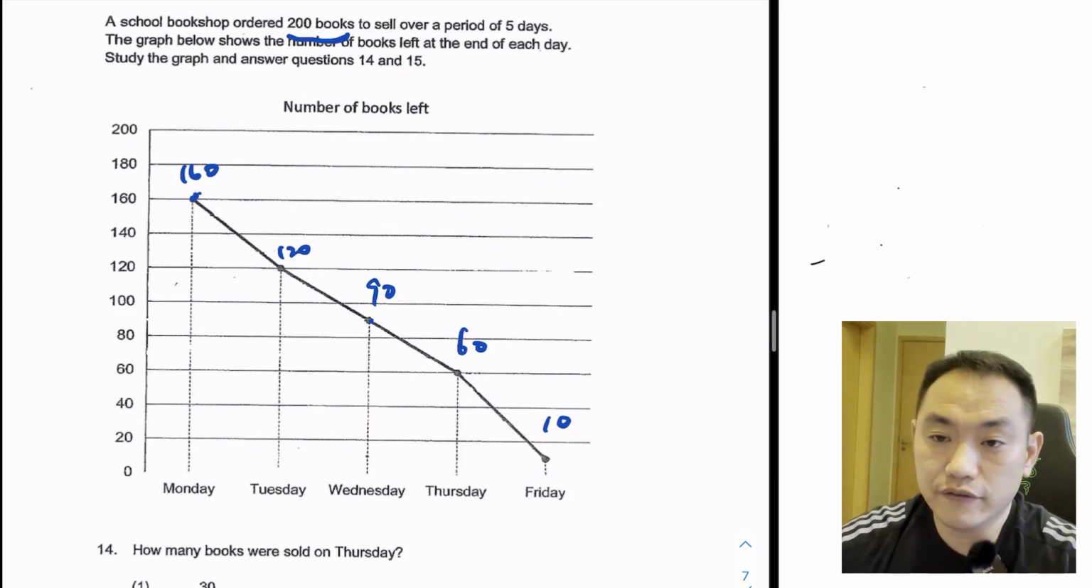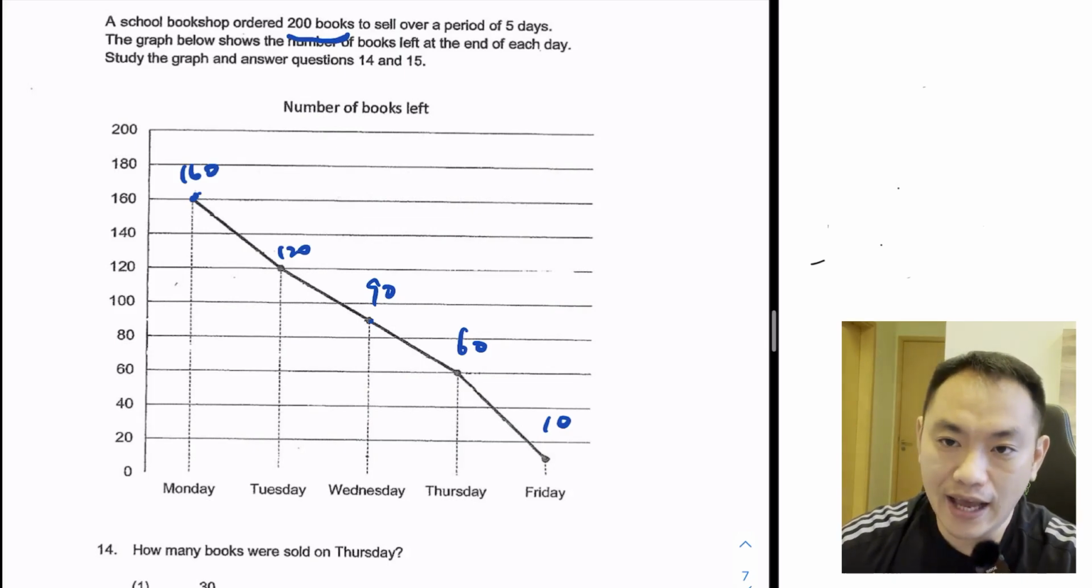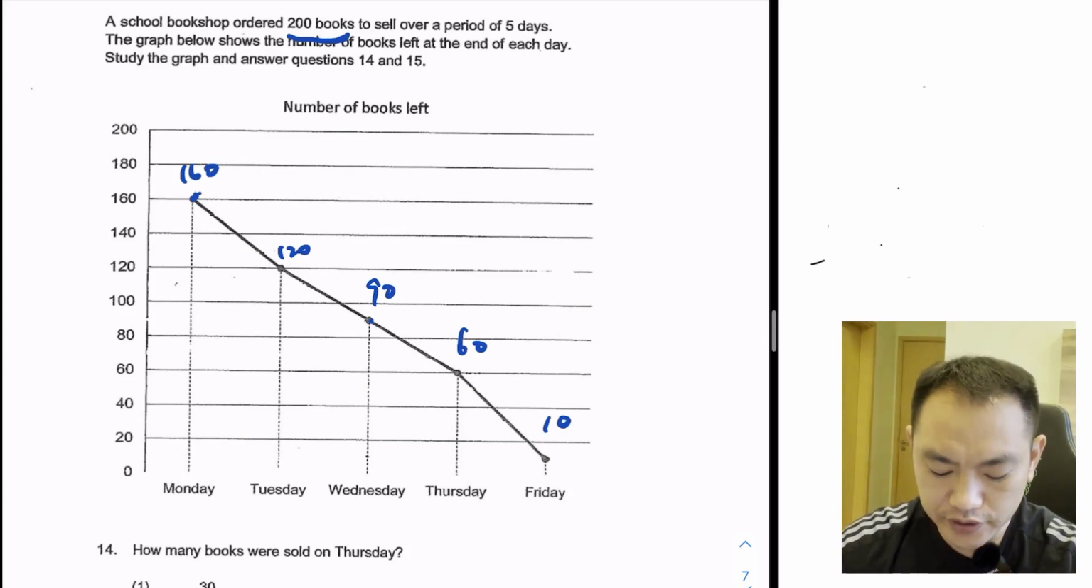So what does the graph mean? It's not the books you sell every day, it's the books which were left at the end of the day. So by looking at the difference, you will be able to calculate the number of books sold on that particular day. All right, so just understand the graph first. So let's have a look at question 14.